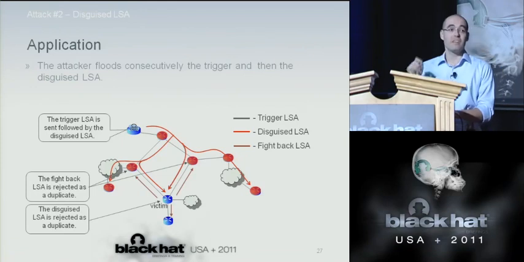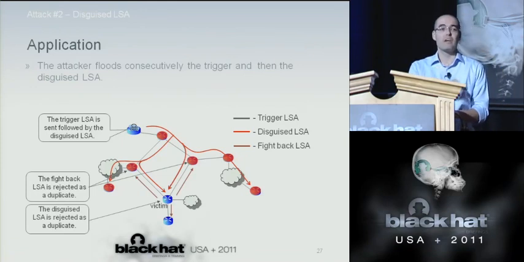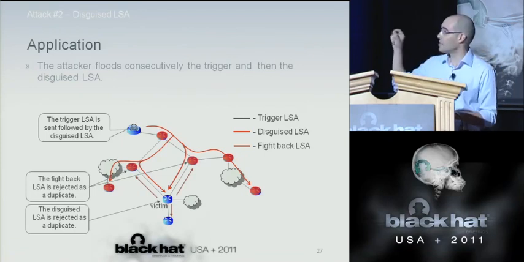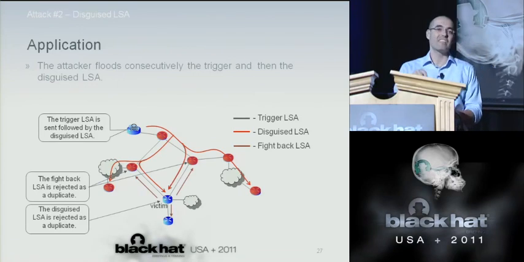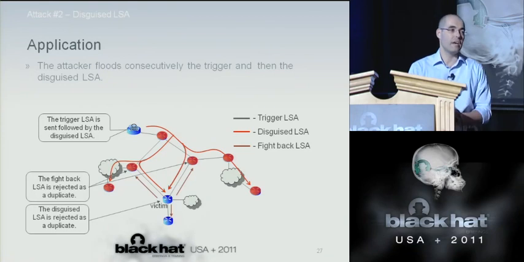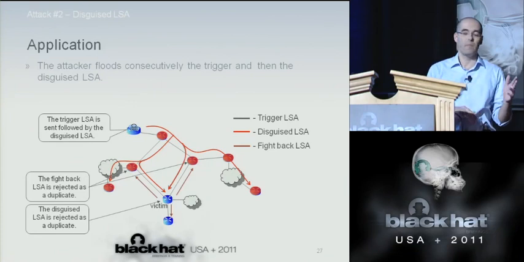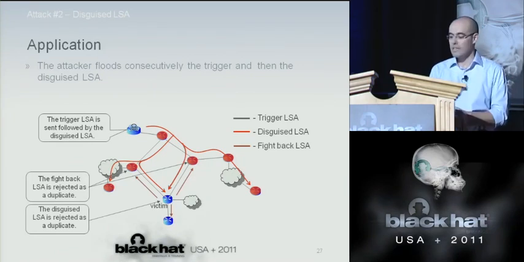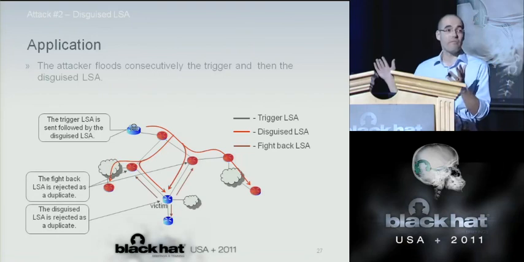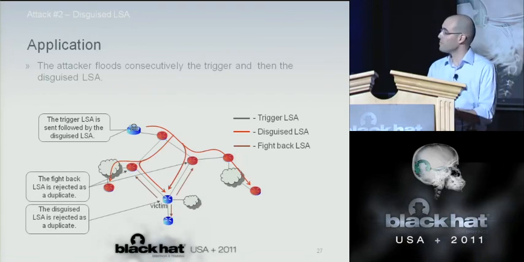Now, I would like to point out that the trigger as well as the disguised LSA are flooded locally in the autonomous system, on the local link of the attacker. This means that it doesn't really have to know any of the shared secrets of other links, or maybe an ACL of another router will stop him. This is not the case. Just a regular flooding of an LSA.